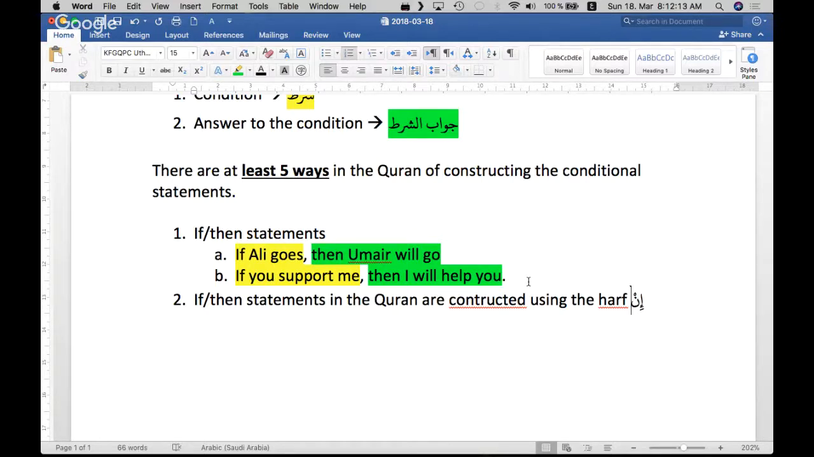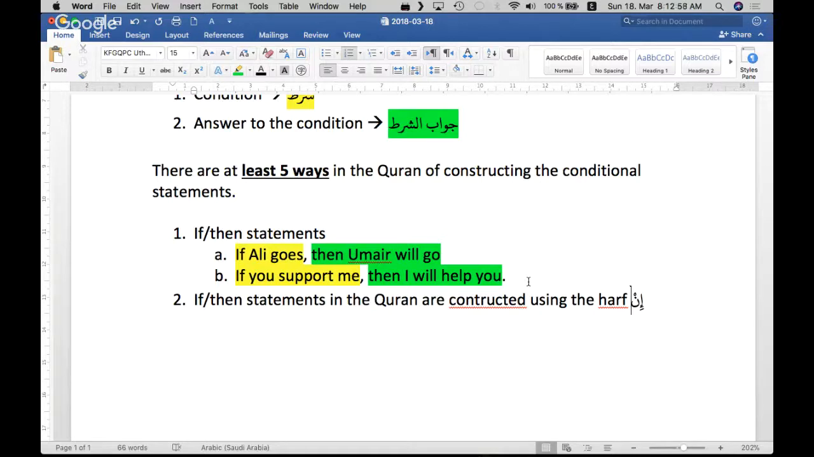When you use this lightest harf, it is used with the present tense to make things lightest. You remember that? But "in" could also be used to construct conditions with a past tense. That's absolutely fine. You can use "in" to construct conditions for the past tense because it after all means "if". So when it means "if", you can use it to construct the condition, and then there's going to be an answer to the condition.